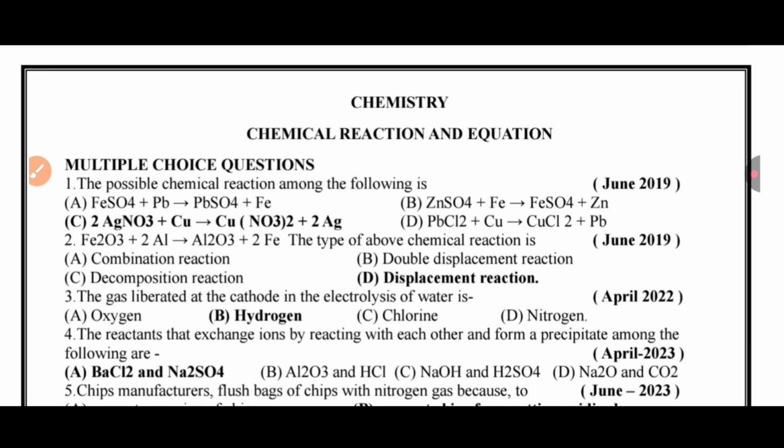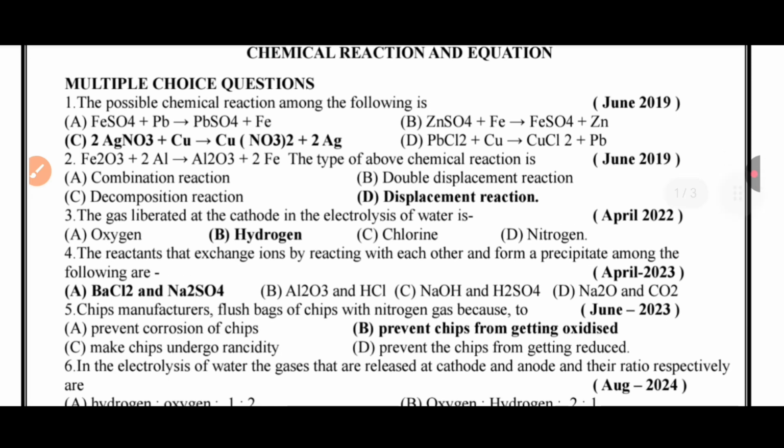Multiple choice questions. The possible chemical reaction among the following is: FeSO4 plus Pb gives PbSO4 plus Fe; ZnSO4 plus Fe gives FeSO4 plus Zn; 2AgNO3 plus Cu gives Cu(NO3)2 plus 2Ag; PbCl2 plus Cu gives CuCl2 plus Pb. This question was asked in June 2019. The correct answer is 2AgNO3 plus Cu gives Cu(NO3)2 plus 2Ag.